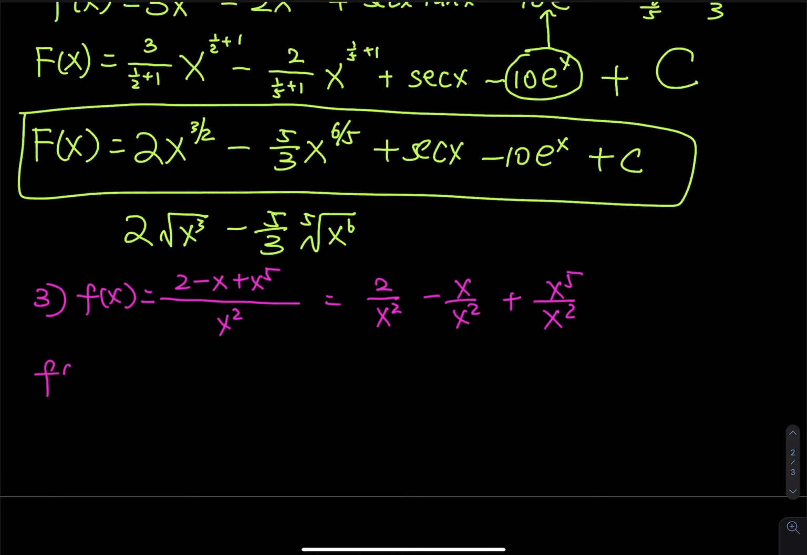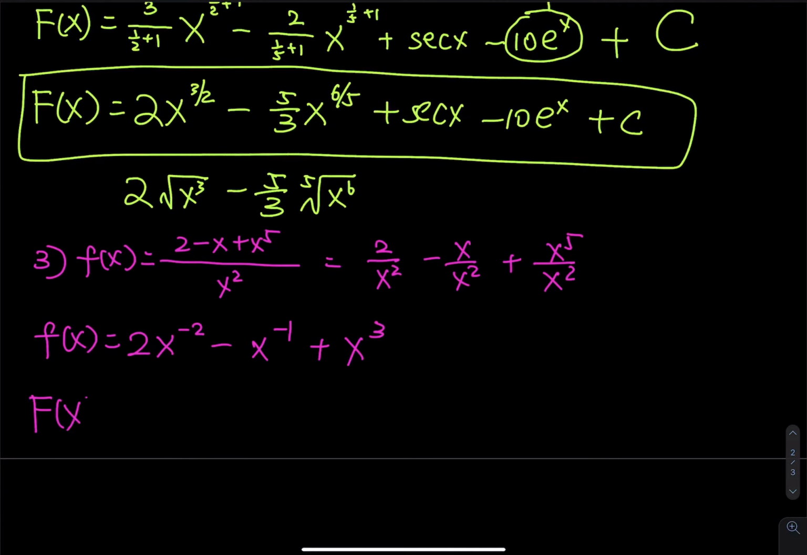f of x is equal to 2x raised to the negative 2, and then minus x raised to the negative 1, and then plus x raised to the 5 minus 2, which is 3. And then we are ready to undo the derivative. So f of x, what is that equal to? This is negative 2 plus 1, right? And then this thing goes to the denominator, and then the coefficient, just leave that on top, and then x to the, is this correct? 1 divided by negative 1 plus 1. That's why I designed this problem.